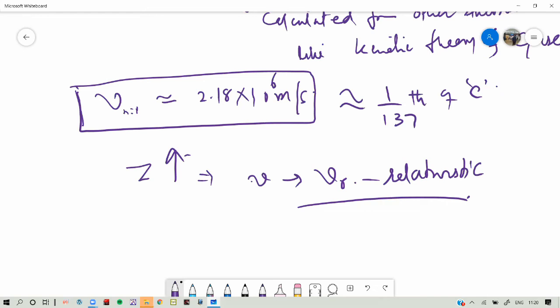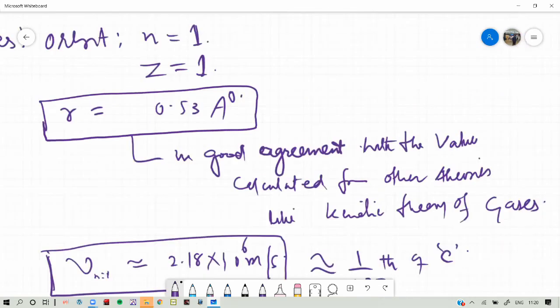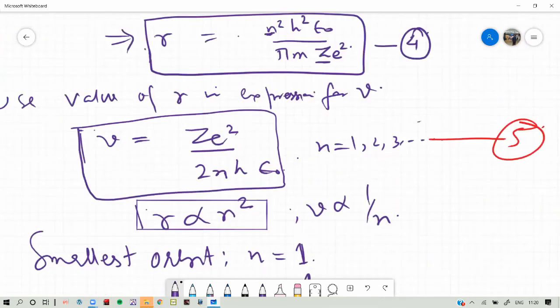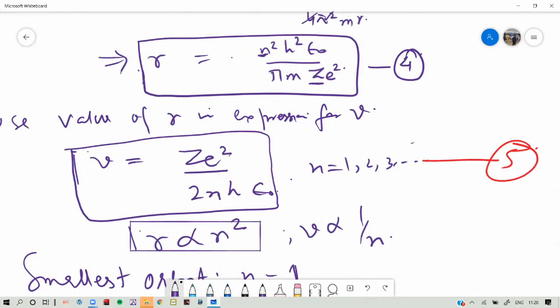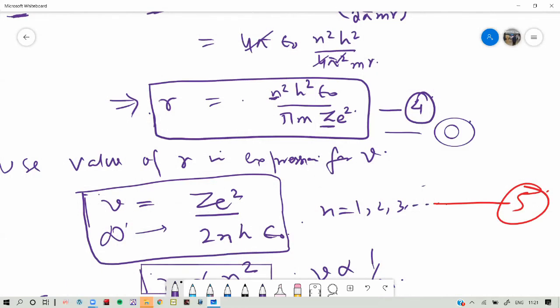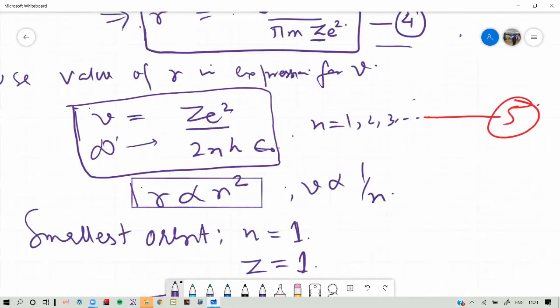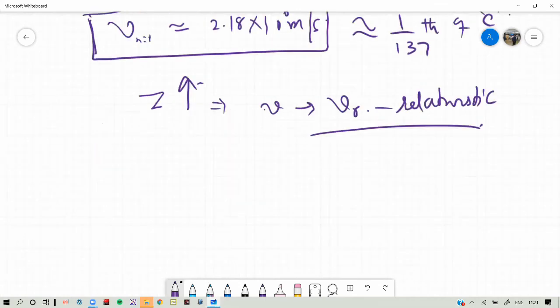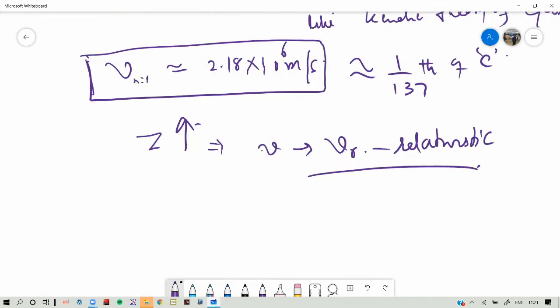There is one more concept: why Bohr did not choose n equal to 0. Had he put n equal to 0, these equations would have gone to infinity here, and r would simply have gone to 0. Because the relativistic effects were not taken into consideration by Bohr, he does not take n equal to 0.